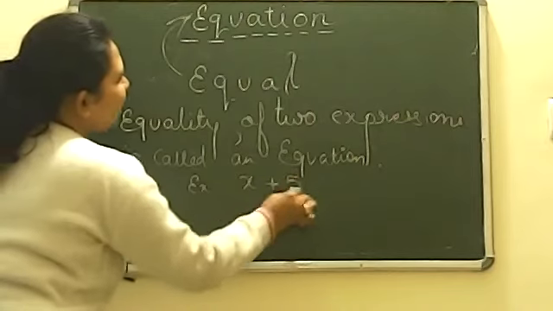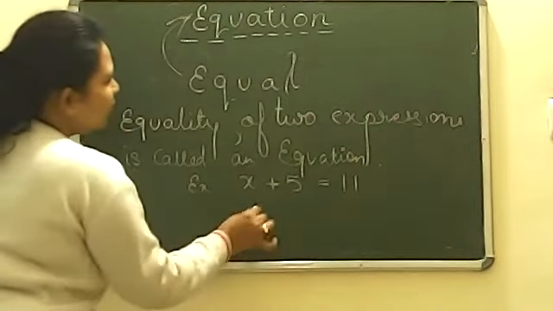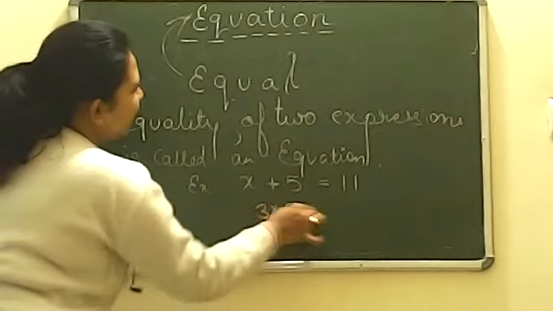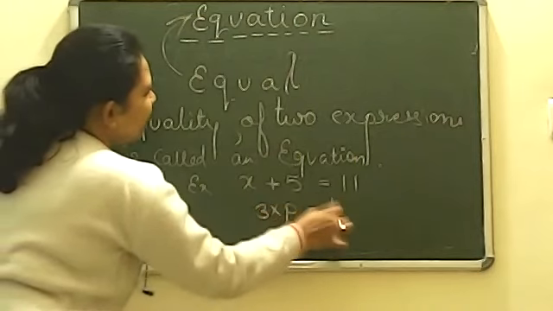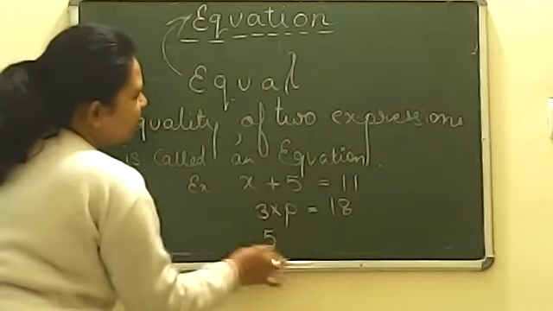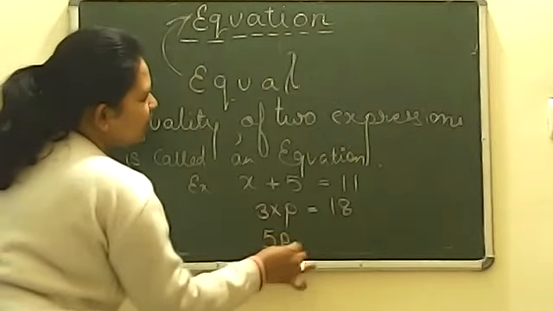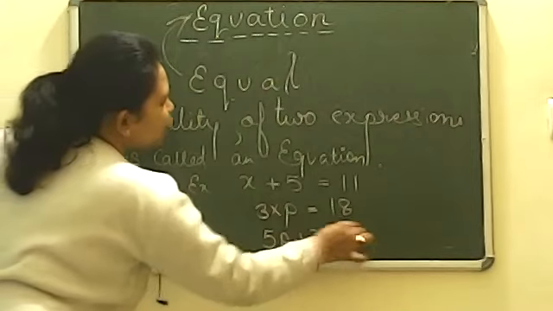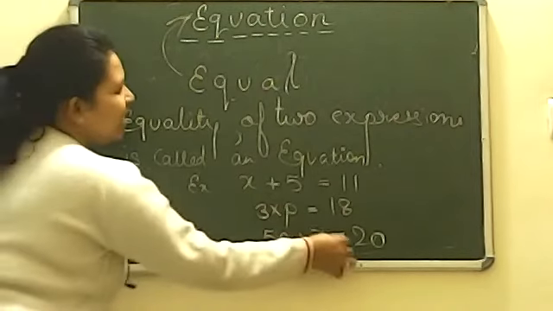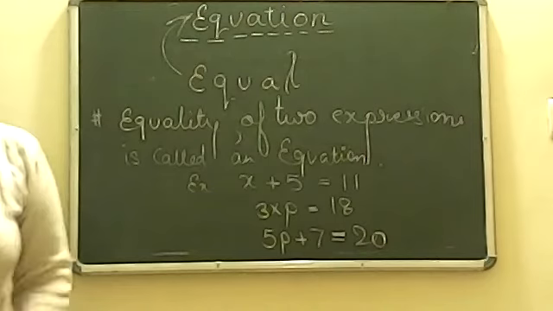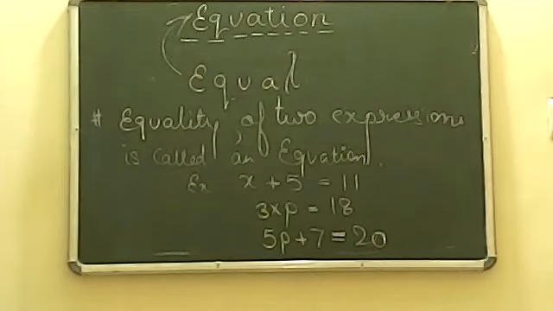x plus 5 is equal to 11. 3 into p is equal to 18, or we can also write 5p plus 7 is equal to 20. Now see, these are examples of equations. You can form any equation on your own also. It's not compulsory that what I am writing, that same you write down. You can have your own example as well. Now please note it down till here and then we will be discussing more about it.